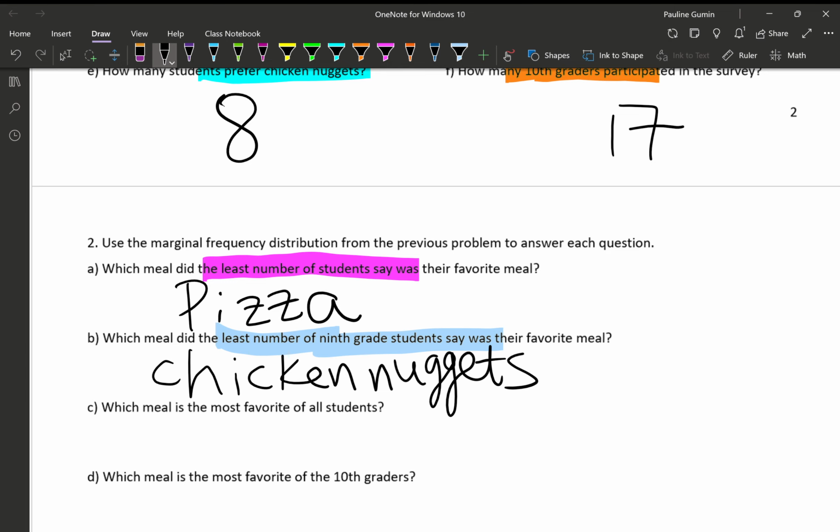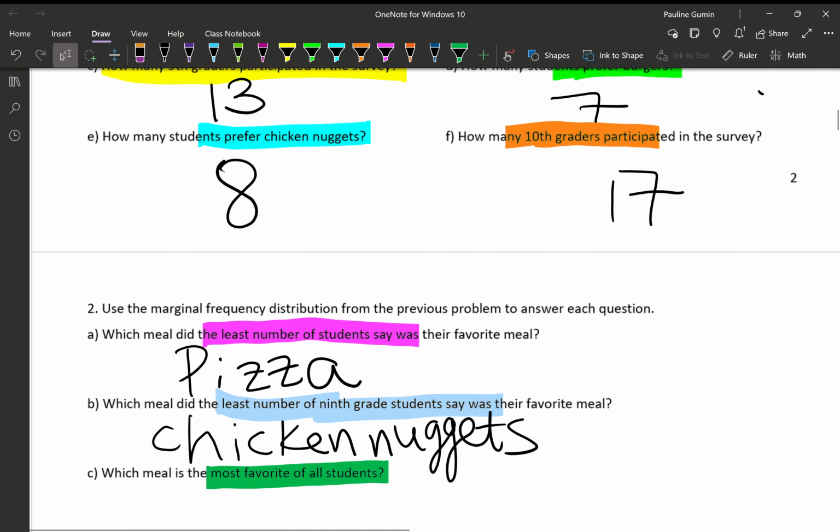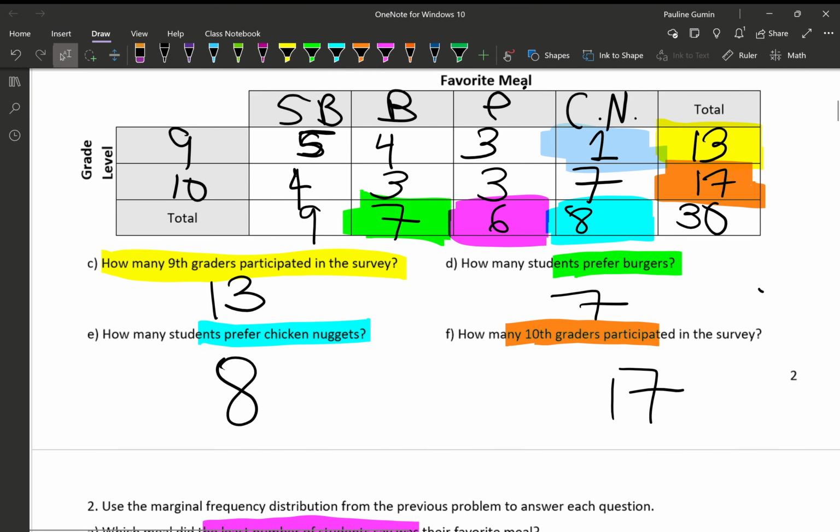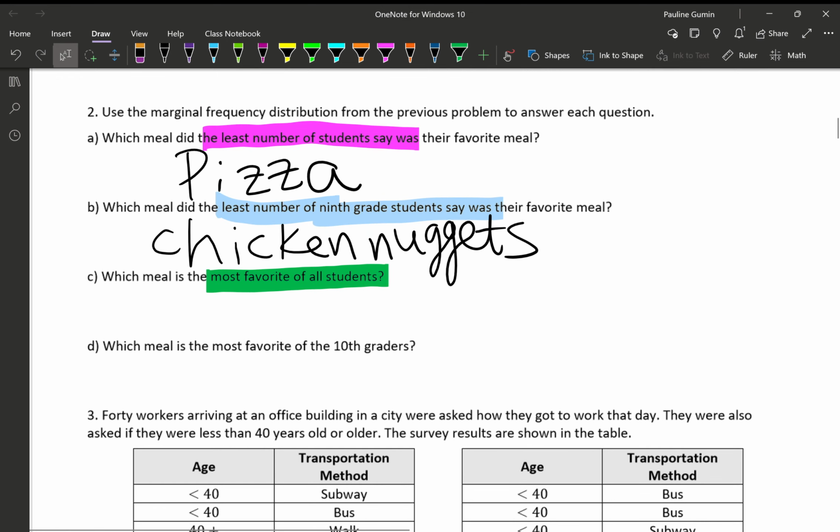All right. Letter C. Which meal is the most favorite for all students? Okay, let's pick another color. Let's do this green one. Favorite for all students. Okay, so that means I'm looking at the largest total out of all the meals, and it's the salad bar. Okay, I love salad bar now as an adult, but as a student, as a 9th or 10th grader, I don't think I would have said that this is my favorite.